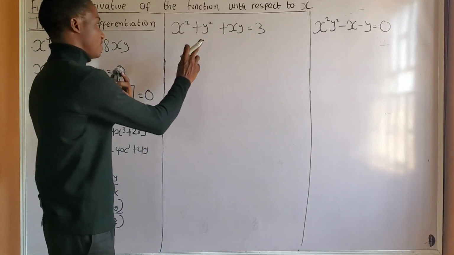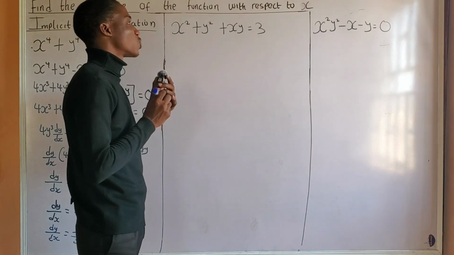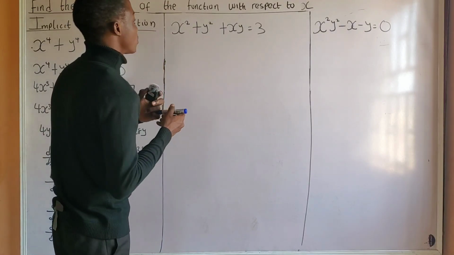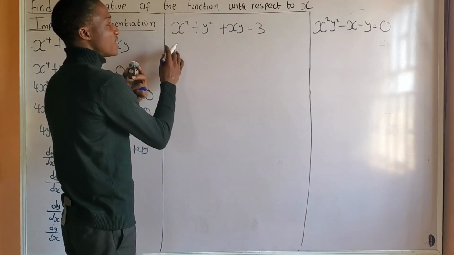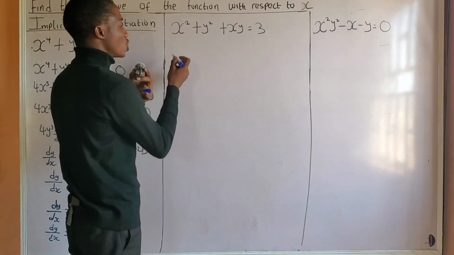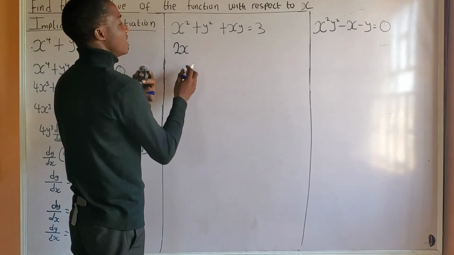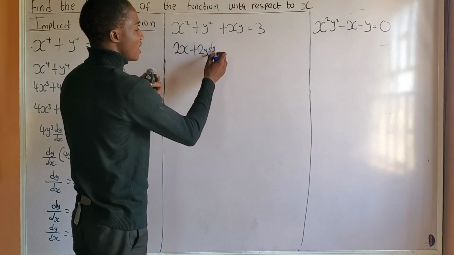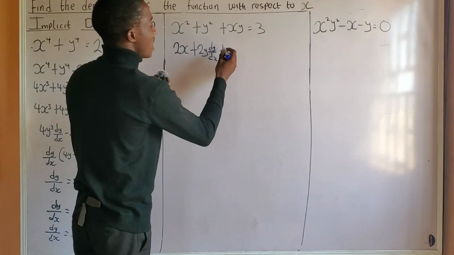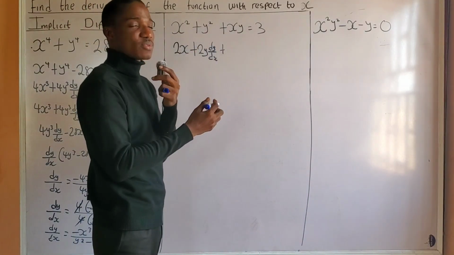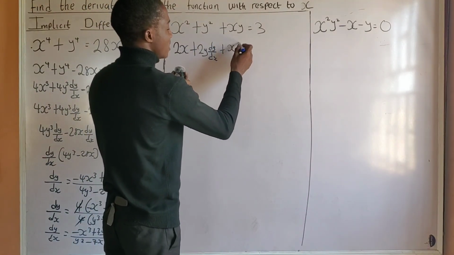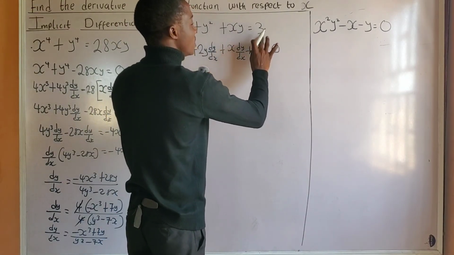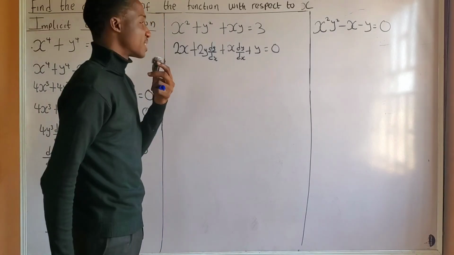Now let's look at this. We have x squared plus y squared plus xy equals to 3. We are asked to find the derivative. Let us start with this x squared. If you differentiate x squared, what are you going to have? 2x, right? I'm going to have 2x. Then if you differentiate y squared, you're going to have what? 2y. And then multiply by what? dy/dx, okay? Plus, now, differentiate xy. What are you going to have? You're going to have x dy/dx plus y equals to 0, because if you differentiate 3, you're going to have 0. Are you getting it?